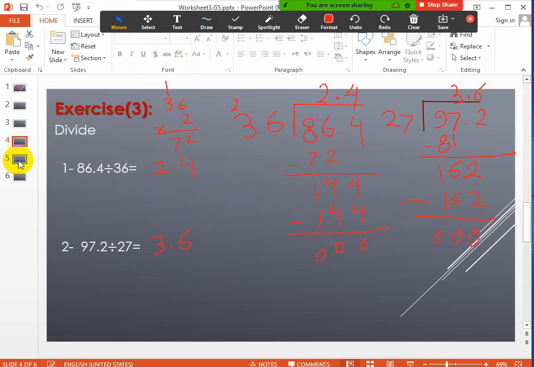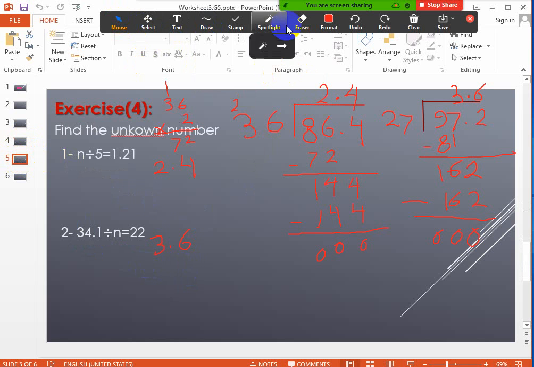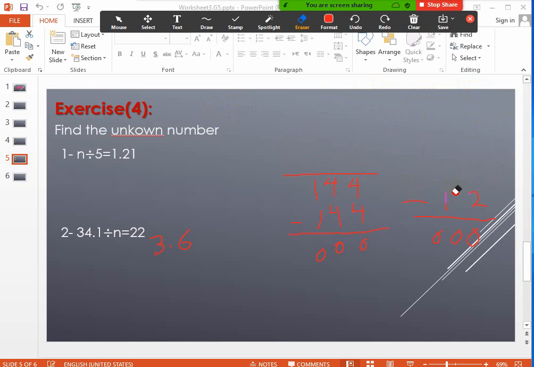Okay, let's move now to the last one and the most important exercise, which is this exercise. Find the unknown number. Find the unknown number.